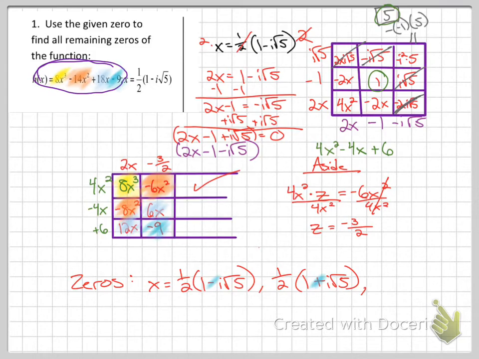And, okay, last step. I'm at 2x minus 3 halves. Maybe I need to do an aside with that also. Normally I can do zero product property in my head, but maybe this is too much. 2x minus 3 halves equals 0. 2x equals positive 3 halves. Divide by 2, that's 3 over 4. So we found all the zeros based on the one they gave us.